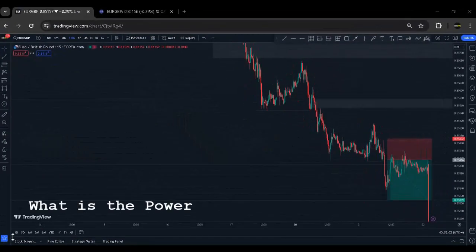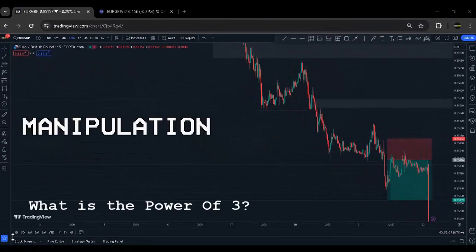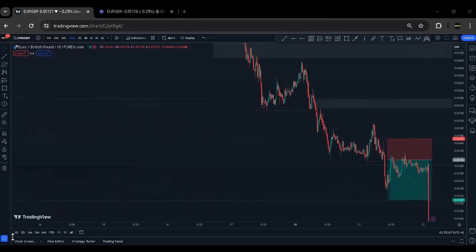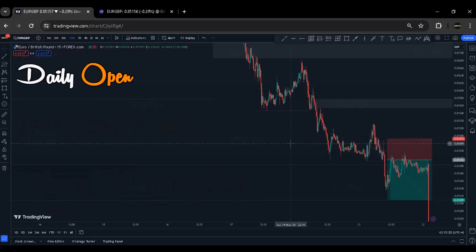What is the power of 3? Accumulation, manipulation, distribution. We're going to be looking at exactly how you can use these 3 concepts to catch the momentum from the daily open to the daily close.